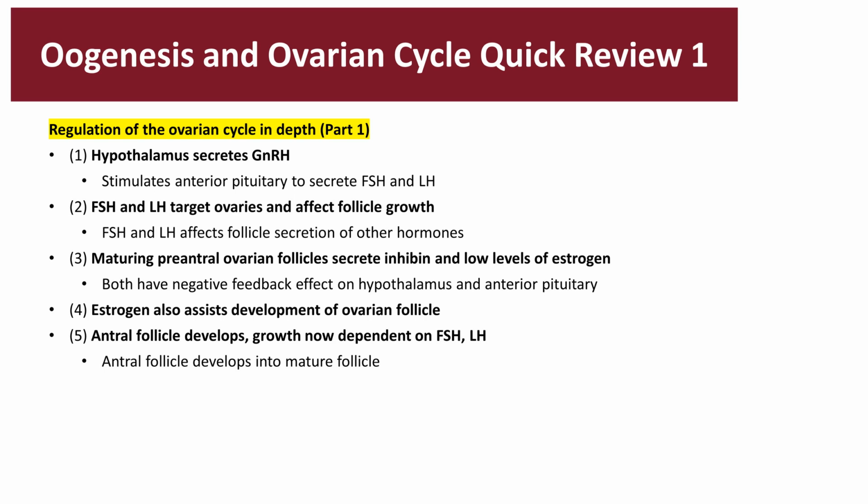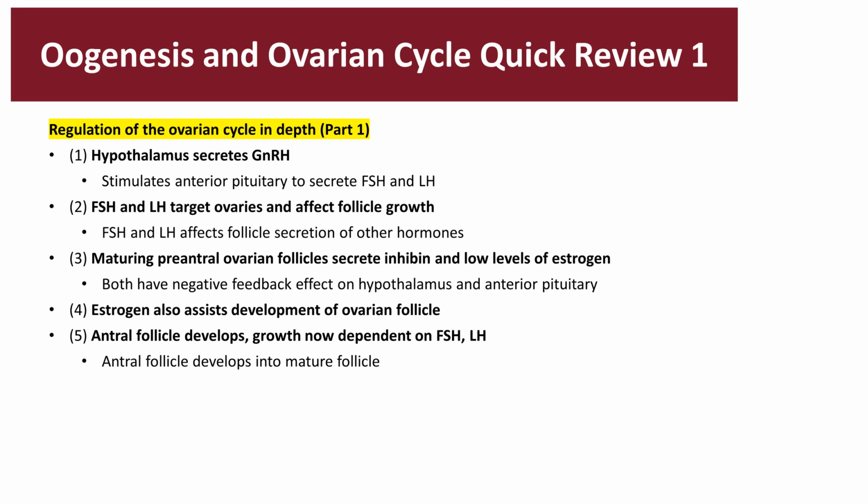The regulation of the ovarian cycle starts off with the hypothalamus secreting GnRH. This will then stimulate the pituitary gland to release more FSH and LH. FSH stands for follicle-stimulating hormone, and LH is luteinizing hormone. Both FSH and LH will then target the ovaries and affect follicular growth. These follicles will then begin secreting other hormones.